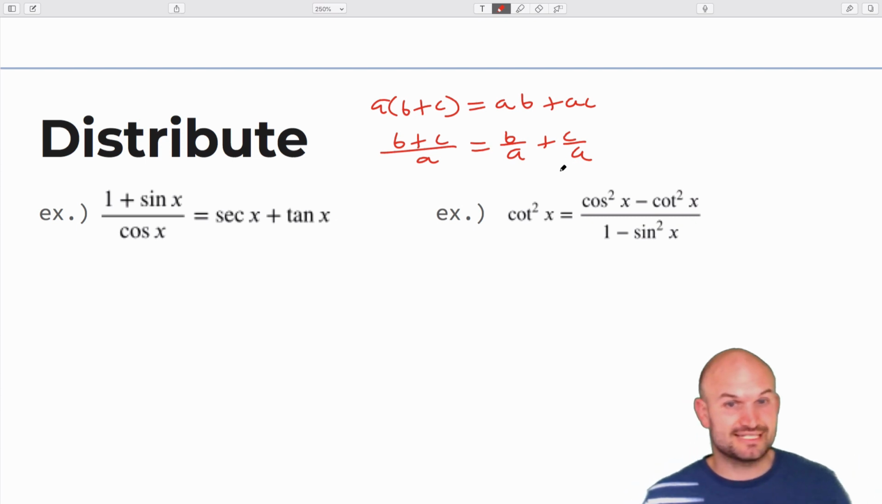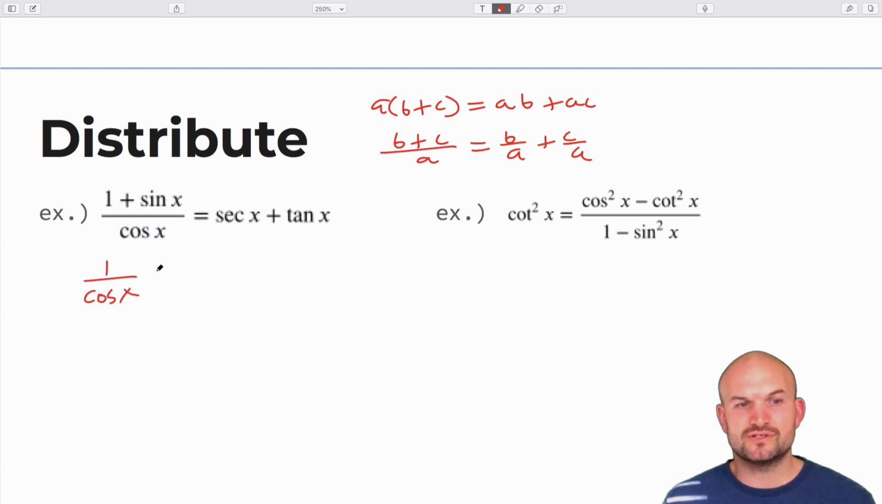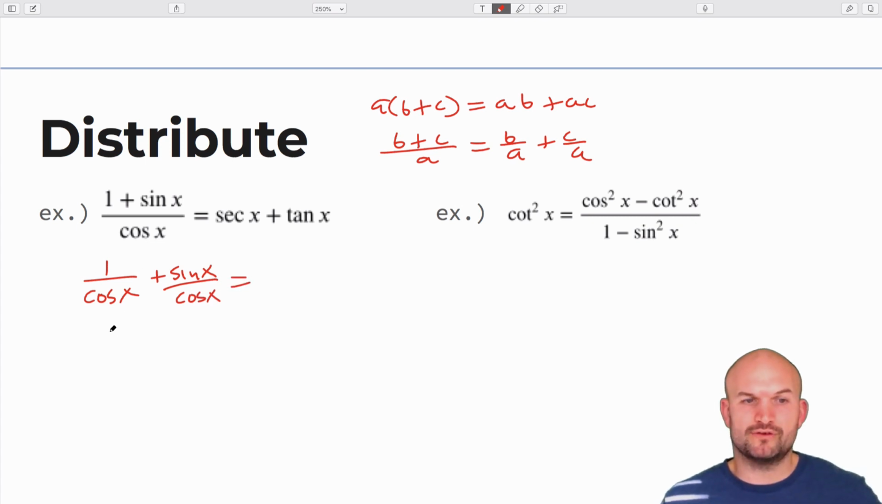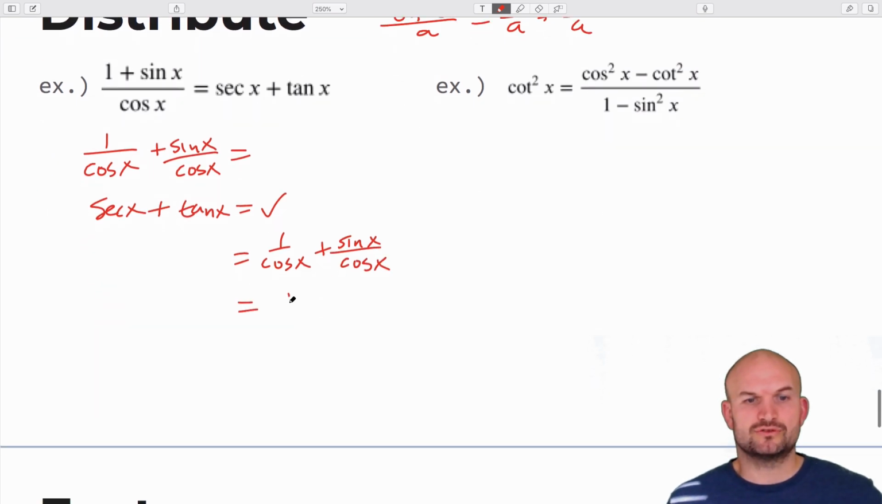So don't forget that. If I have an expression divided by cosine of x, I can divide that as 1 over cosine of x plus sine of x over cosine of x. Well, 1 over cosine of x is equal to secant of x, and sine of x over cosine of x is equal to tangent of x. And it works. Now, could you also rewrite this as 1 over cosine of x plus sine of x over cosine of x, which is equal to 1 plus sine of x over cosine of x? Absolutely, you could do it that way as well.